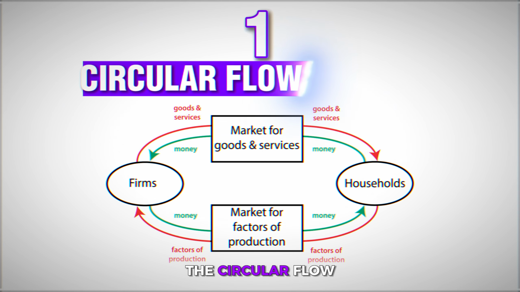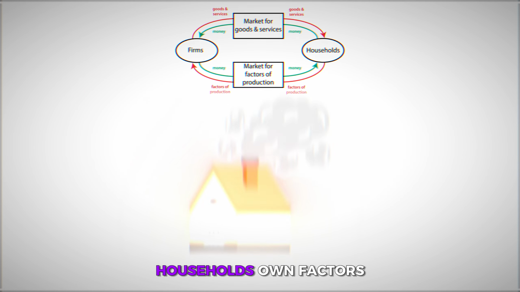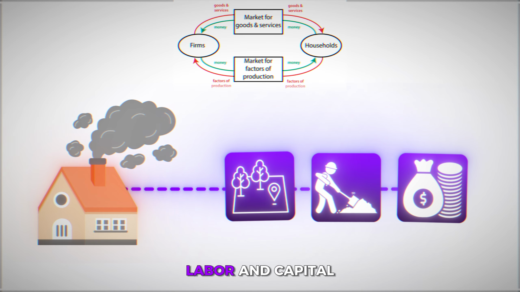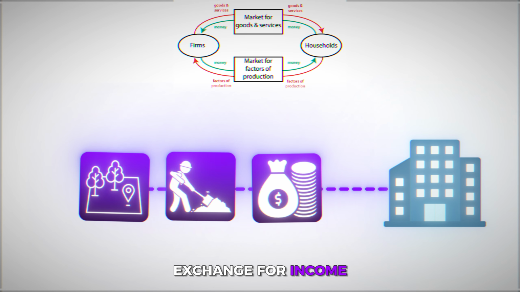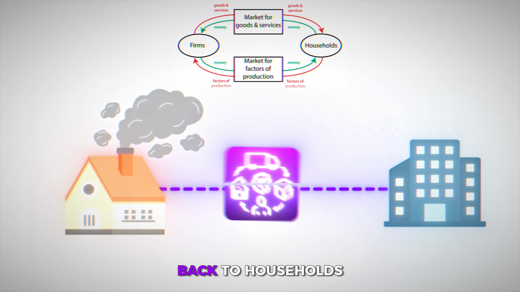1. The circular flow diagram. This is a simple visual model of the economy that shows how dollars flow through markets among households and firms. Households own factors of production, like land, labor, and capital, and sell them to firms in exchange for income. Firms use these inputs to produce goods and services, which they sell back to households.